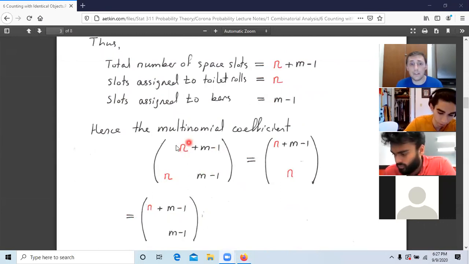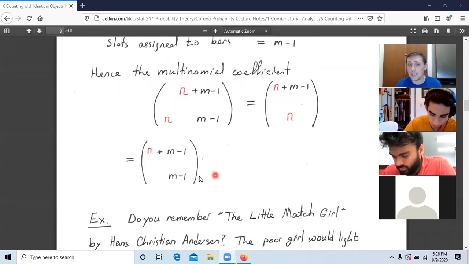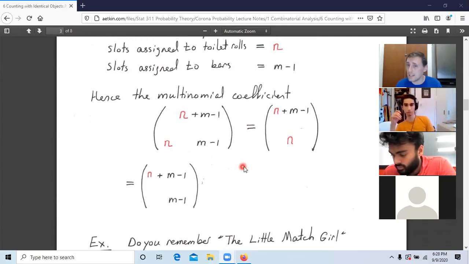So I have this pattern, which is just how many spaces. These are the distinct spaces, numbered 1 through n plus m minus 1. So I can decide how many spaces I assign to n. So that's one way to write the solution. And that's another way to write the solution, and they are exactly the same.